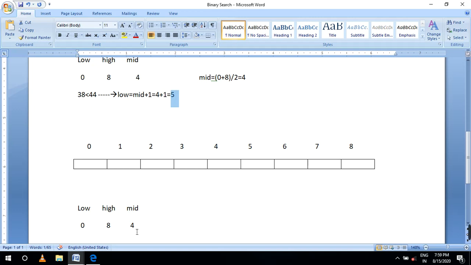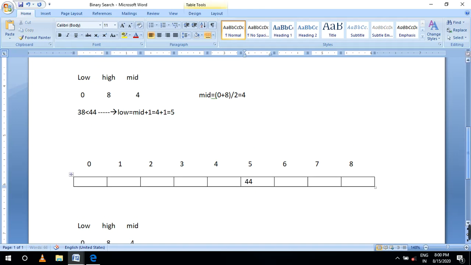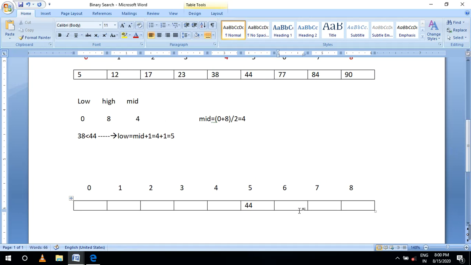Now the mid value changes to 5. We are searching for the element 44. So the mid value is 5, and we are calculating mid equal to 5. So you just increase the sizes. I give the values: 44 in the fifth position, then 44, next 77, next 84, next 90.